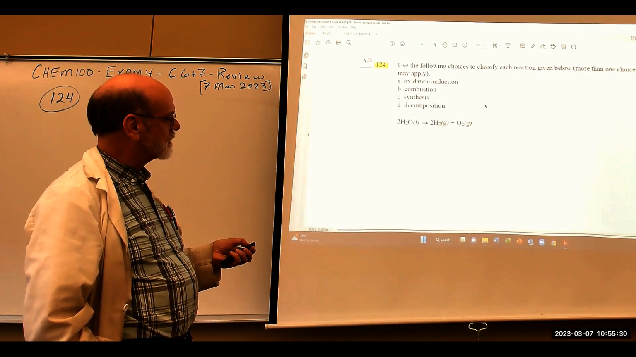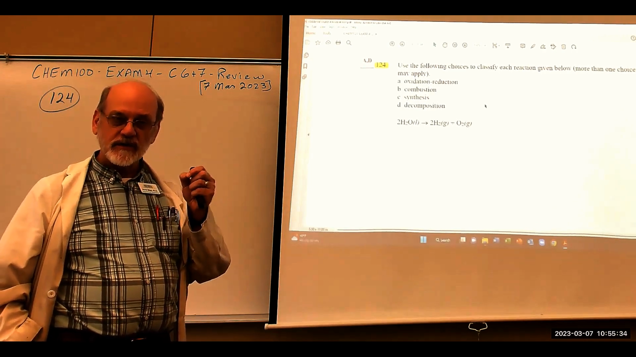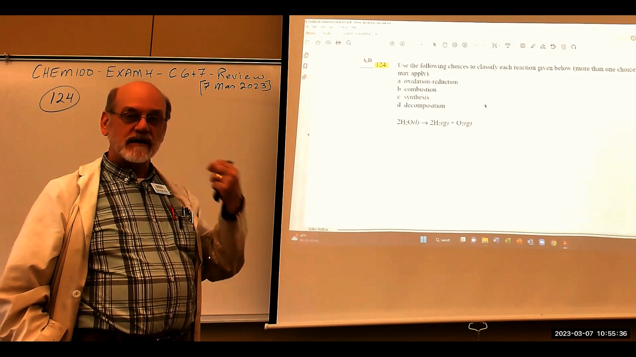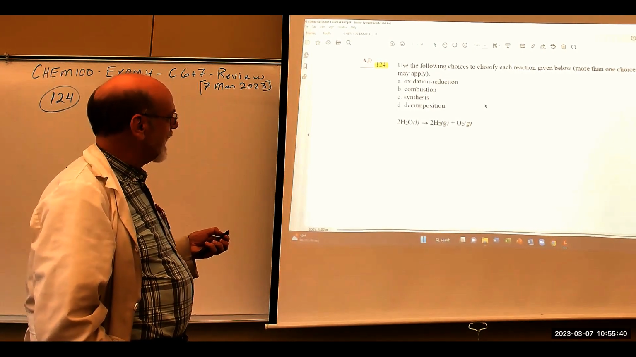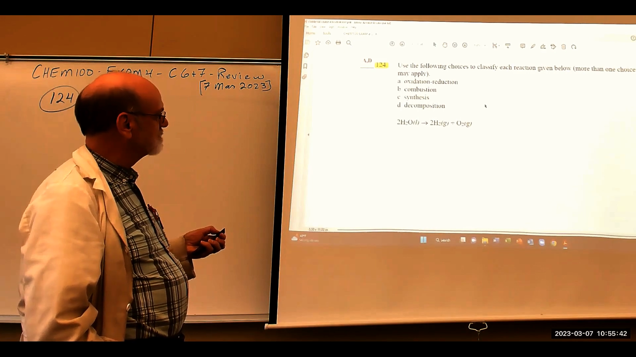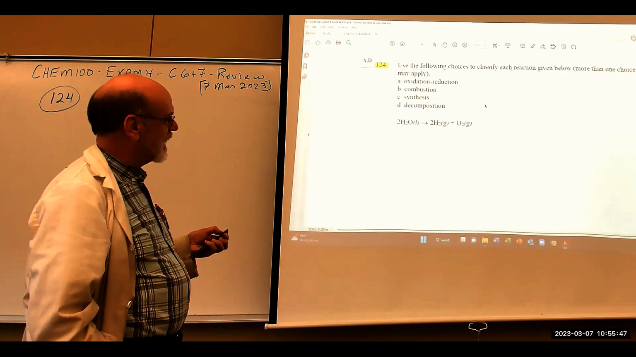into hydrogen and oxygen. And in the process, also demonstrate a redox reaction. So this is decomposition and redox. It's not combustion. It's not synthesis. So A and D are the only 2 answers for that one.